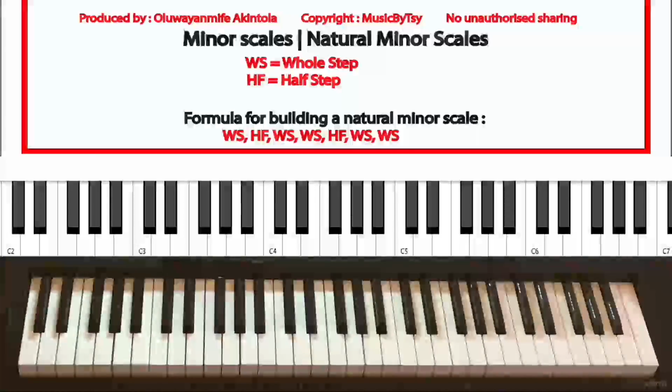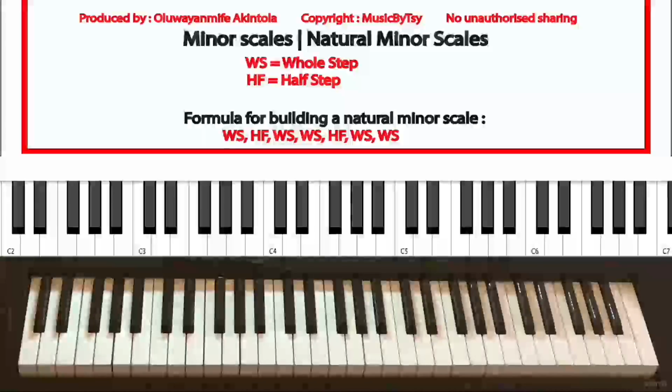Now, there are three different types of minor scales. We've got the natural minor scales, the harmonic minor scales, and the melodic minor scales. In this lesson, we're going to be focusing on the natural minor scales. Now, major scales and natural minor scales are related. They are like brothers and sisters.